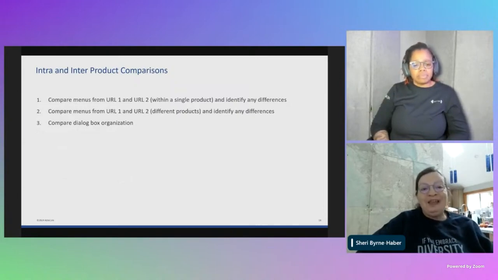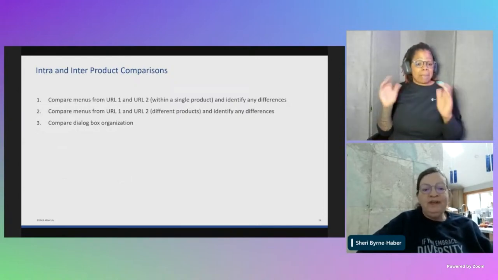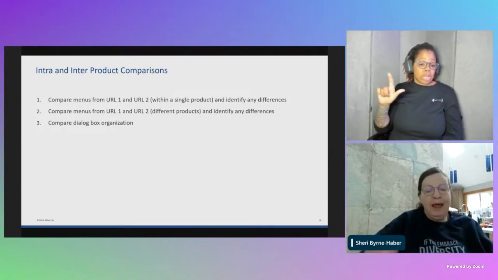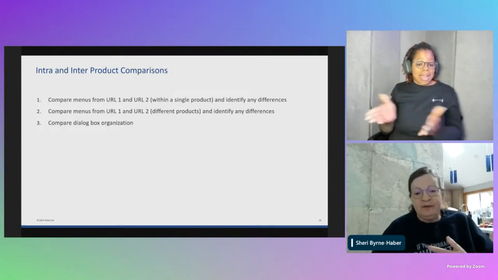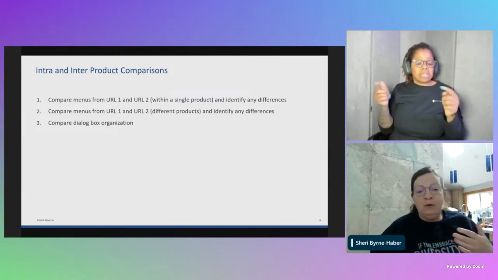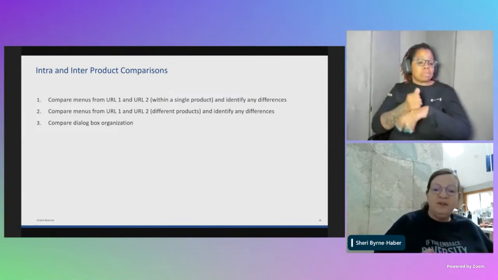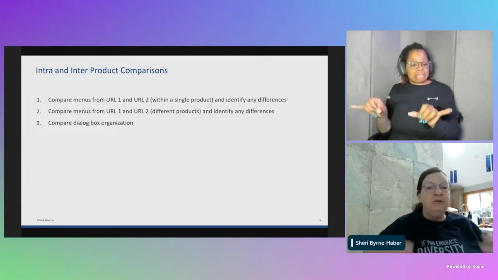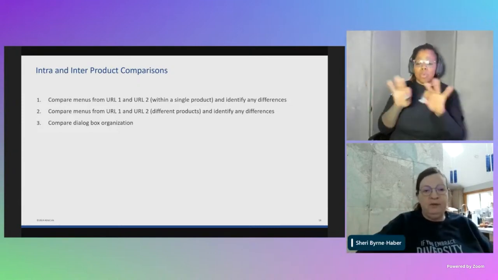Local language models can compare products. So you can give it multiple URLs within a single product and ask it to identify differences. Okay, maybe the menu organization is different. Maybe the filtering is different. You want consistency within a product. So it's important to be able to do that.